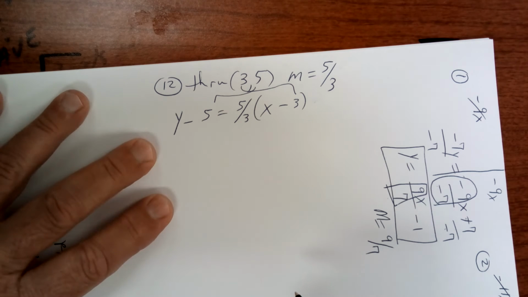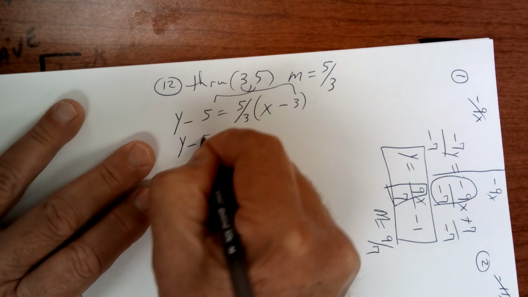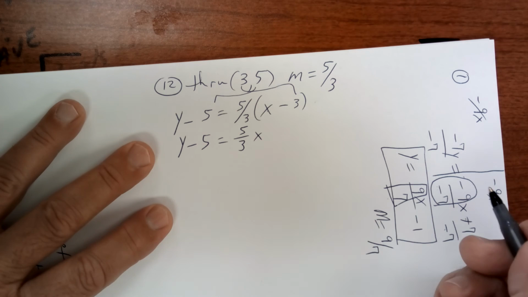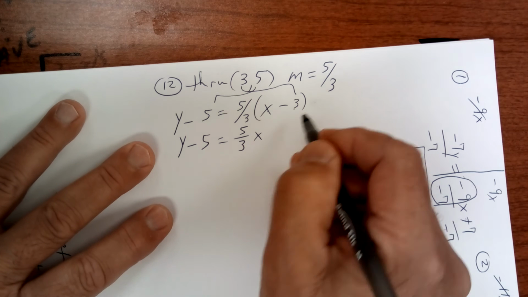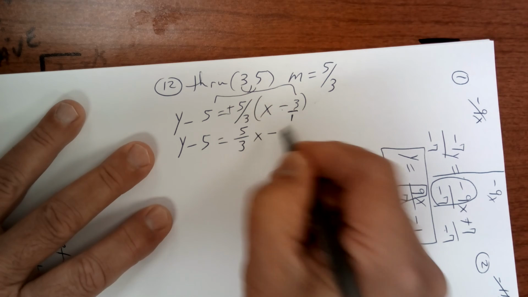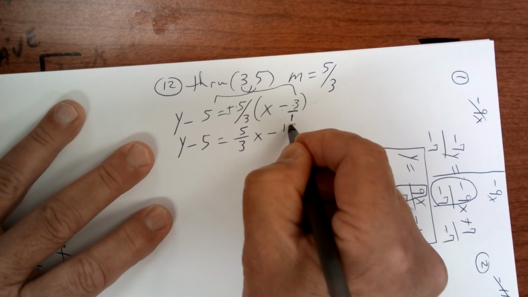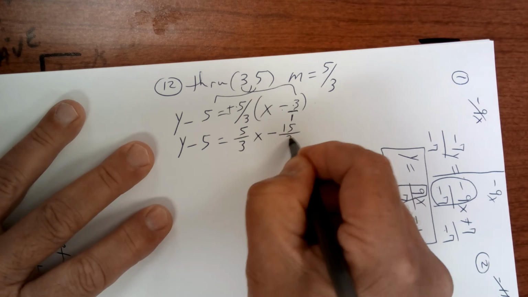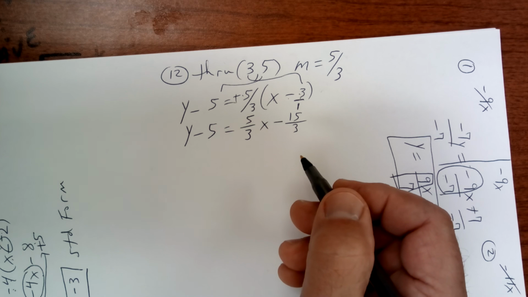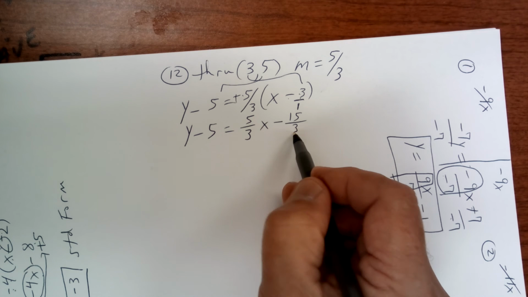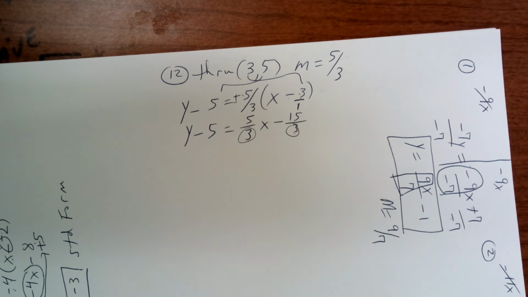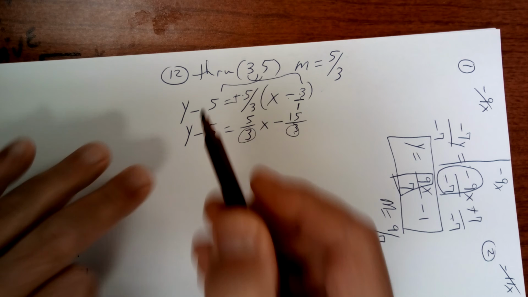Now you're going to distribute. So y minus 5 is equal to 5 over 3x. And then when you multiply here, you have to put a 1 under here. A positive times a negative is a negative. 5 times 3 is 15. 3 times 1 is 3. So now you're going to get, what we're going to do is get rid of this denominator to get rid of our fraction. So we're going to multiply everything by 3.